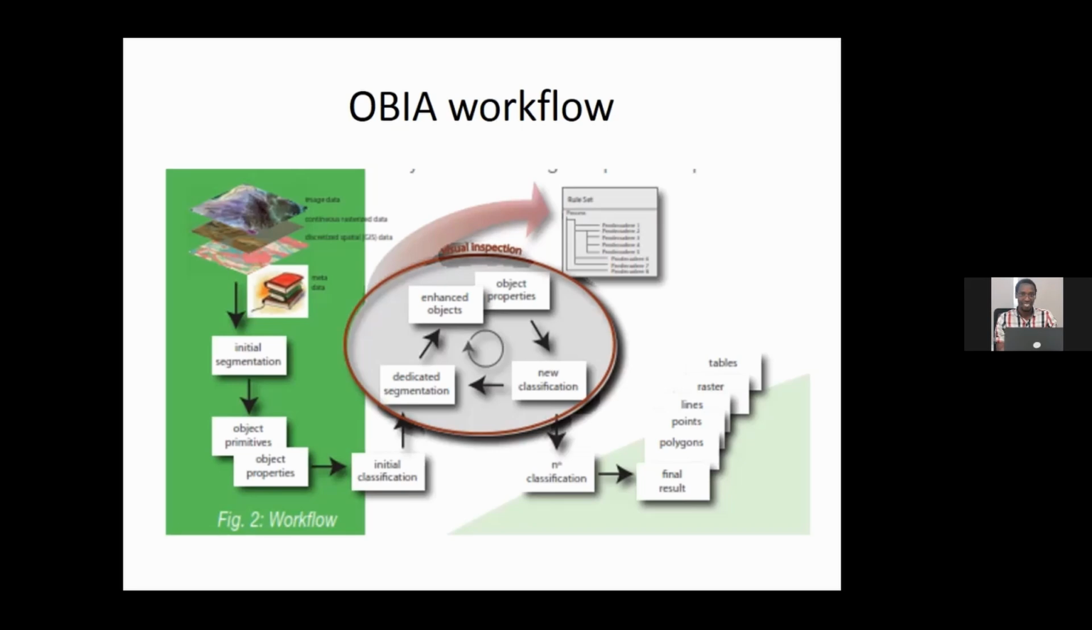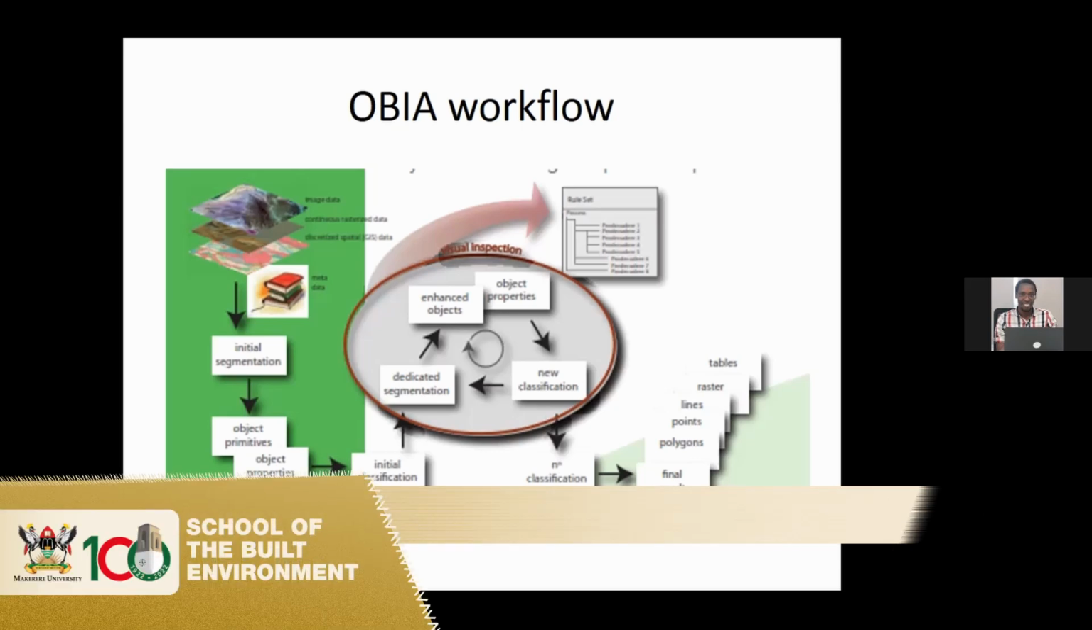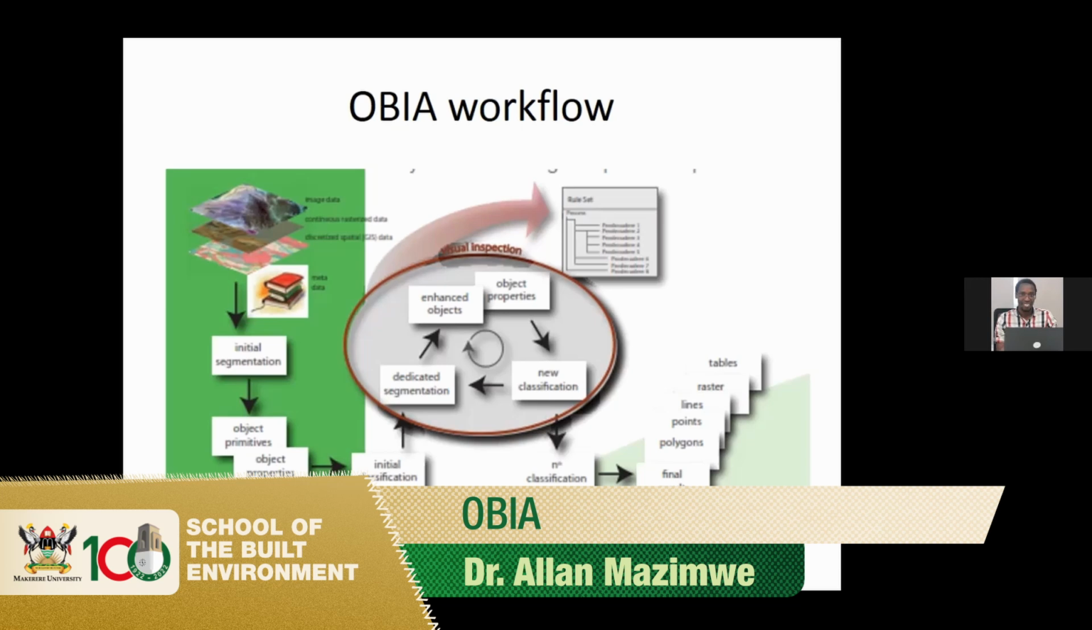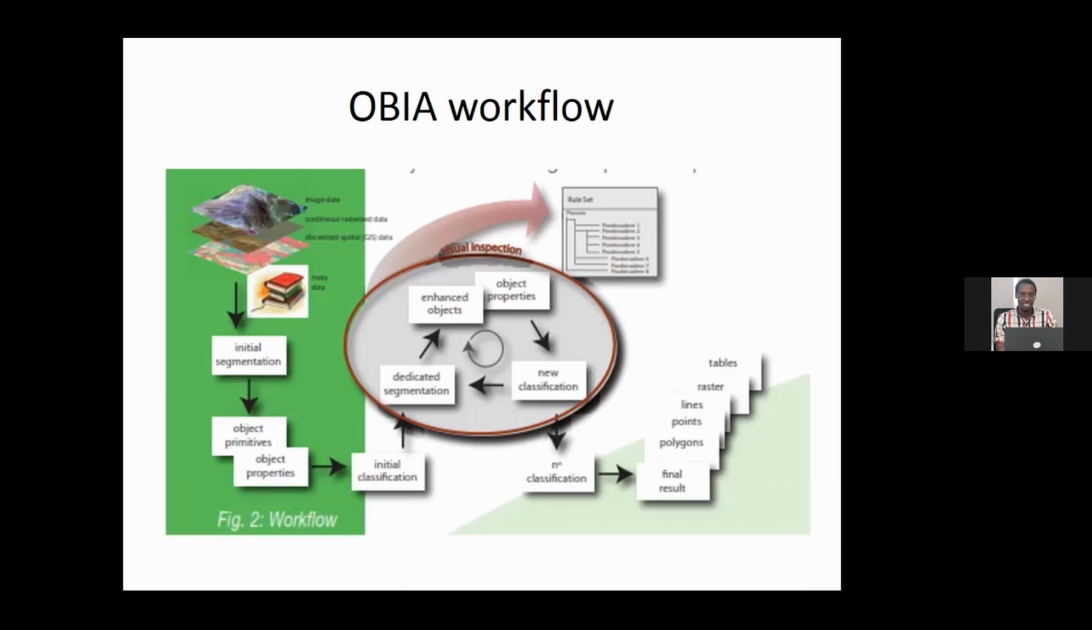Start with the image, do the initial segmentation, get objects, do the classification, and then you start looking at the result. Is this result okay? If it's not okay, or if it doesn't pass your accuracy assessment, you continue doing the iteration until you get a better result. Then you can apply your rules and better classify the image. So in other words, there's a further step of defining rules in OBIA.